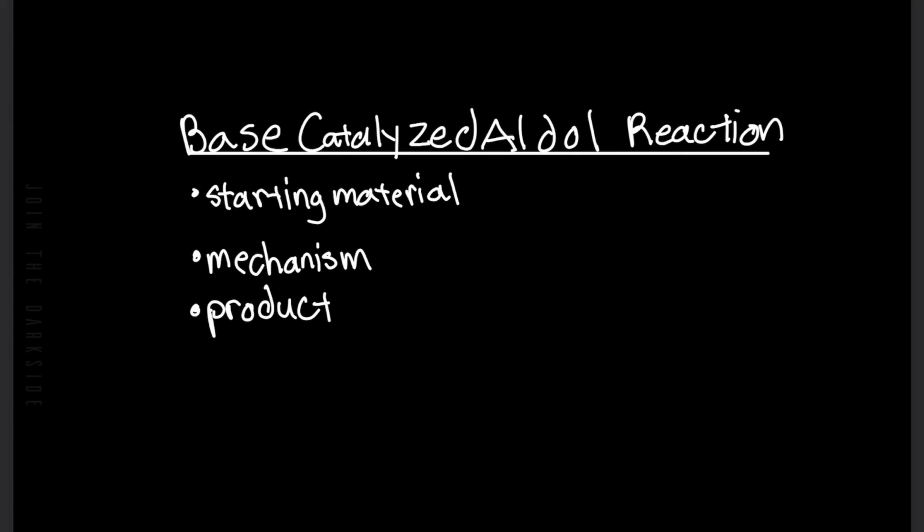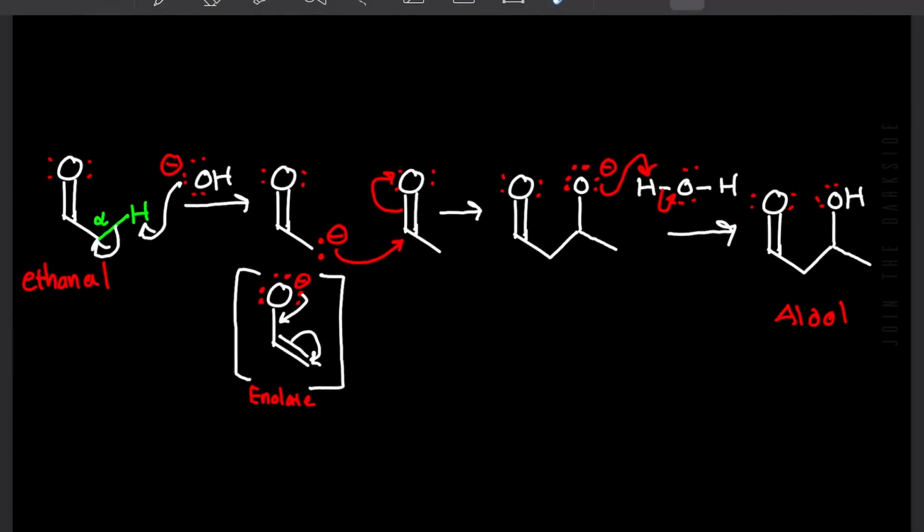Today I'll be teaching the base catalyzed aldol reaction. So by the end of the video, you should be able to know what the starting materials are, what the mechanism is for base catalyzed aldol reaction, and the products that are formed. The aldol reaction is a coupling reaction, which is just a formation of a carbon-carbon bond.